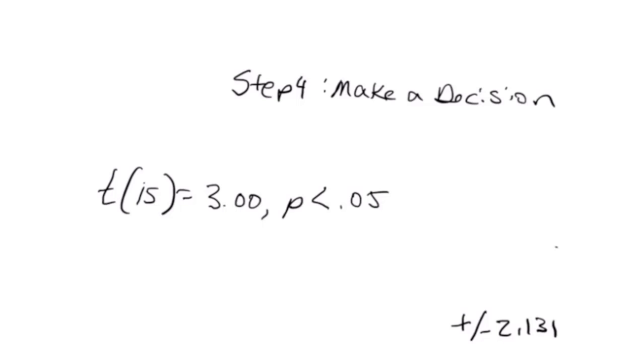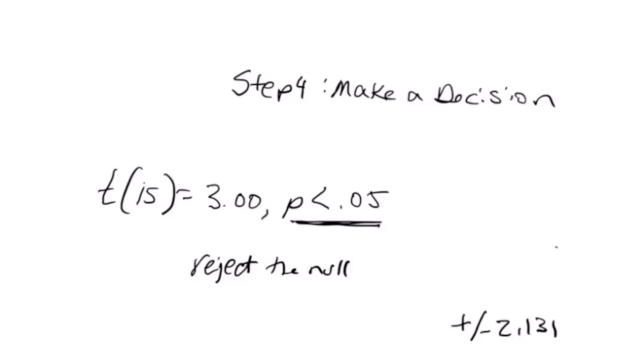As we make our decision, we can look at our calculated t of 3.00, and we know it's greater than a positive 2.131. So we know that there's less than a 5% chance that we would find our t-statistic if the null hypothesis were true. And so in this case, we're going to reject the null hypothesis. We reject the null hypothesis that there is no difference between our mean and the population mean. In fact, we say that there is a difference and it's not likely due to error. That is our decision, to reject the null.